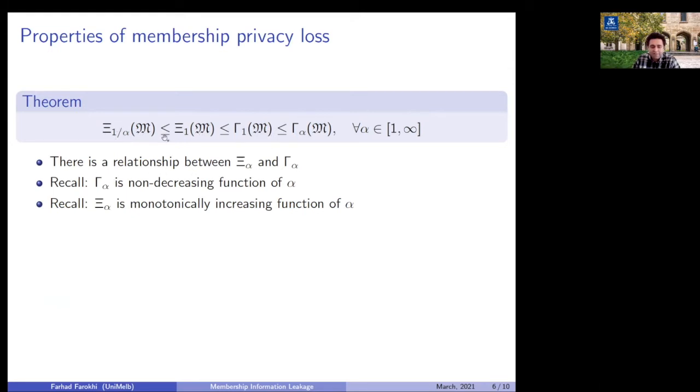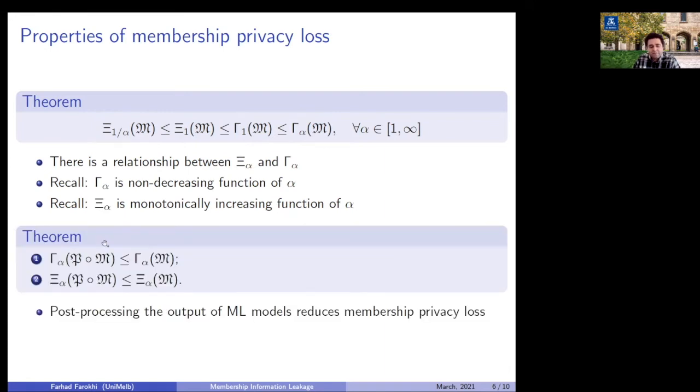So you would have this relationship between C1 and gamma 1. And knowing that gamma is a non-decreasing function of alpha and C is a monotonically increasing function of alpha, you would have these extra relationships on gamma alpha and C1 over alpha. So finding an upper bound for gamma would give an upper bound for this one, and finding a lower bound for this one would give a lower bound for gamma. So it's sufficient to look at one of them.